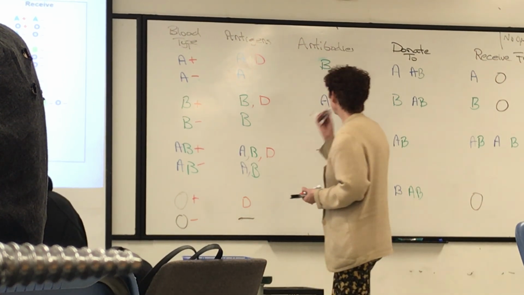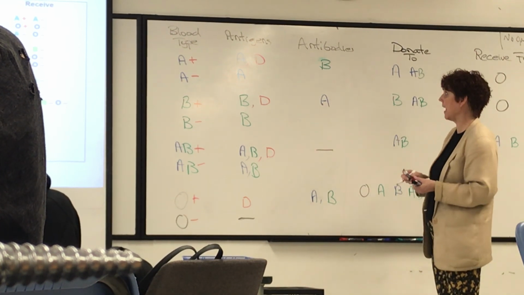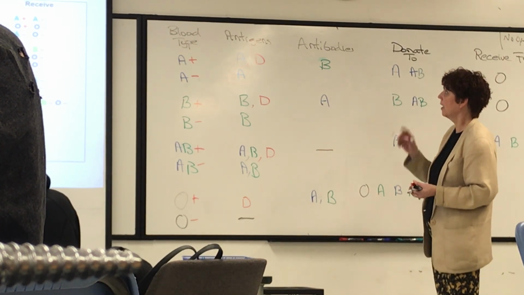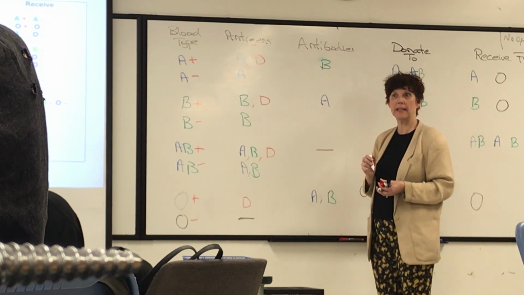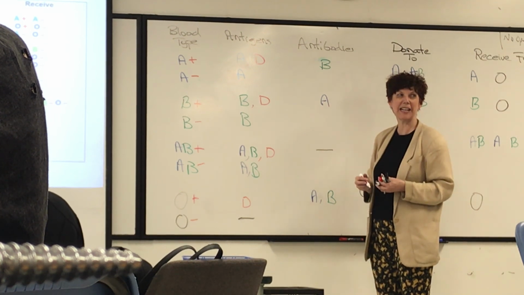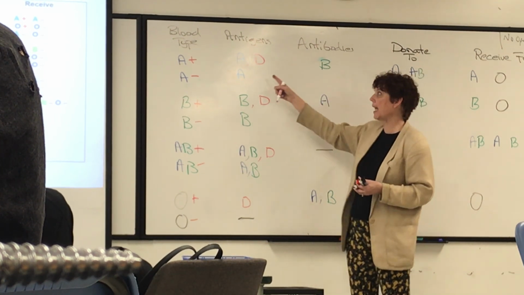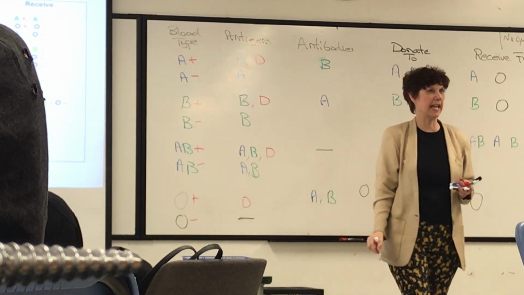Now, before we look at who you can donate to and receive, we have to understand the antibodies, right? So, if you have the D antigen, will you ever have the D antibody? No, because you would be making antibodies against yourself. If you don't have the D antigen, would you all automatically have the D antibodies?